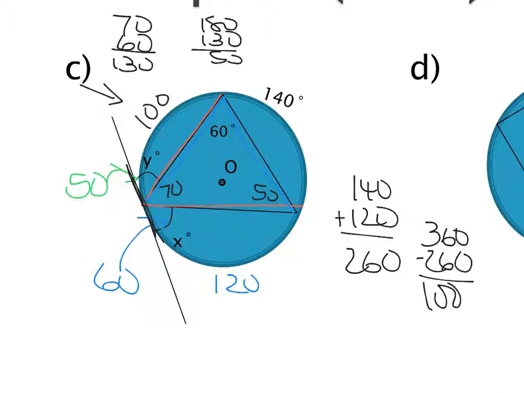Yes? Wait, how did you get the 120 and the 100? Okay, so for the 120, I saw that this angle here, the 60 degrees that was originally given to me, that's going to be this angle measure. So the inscribed angle was 60. So I knew its intercepted arc measure is going to be twice the 60, which is 120. Then to find the 100, I went ahead and added the two arc measures I had, the 140 and the 120, and got 260, and then subtracted from 360 to get the 100.